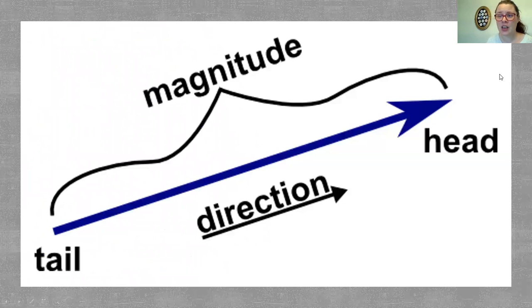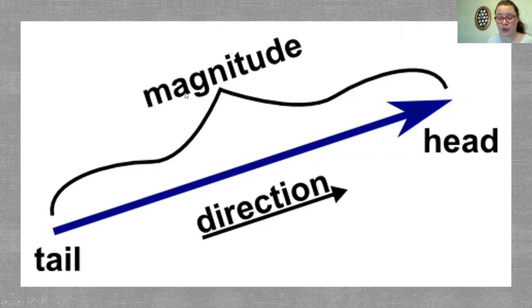So in this lesson, we're going to look at adding vectors that aren't at right angles. First of all, just a quick reminder: the tail of the vector is the non-arrow end. The head of the vector is where the arrow ends. The direction is always given as an angle. We're not going to deal with surveying directions. And the magnitude is the length of the vector.